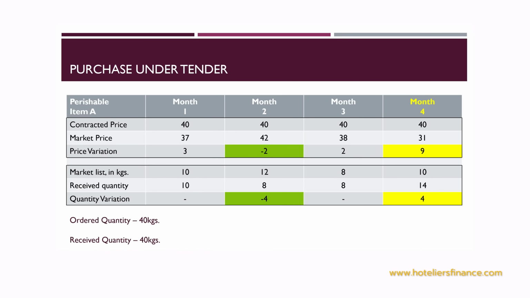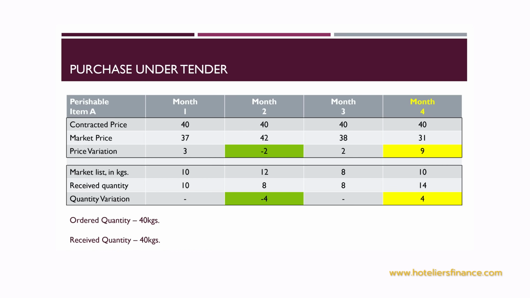They have supplied 14 kg. Now the interesting thing is, if you take the data for 4 months, the quantity ordered was 40 kg and received also 40, but there was a mismatch each month. Sometimes they supply more, sometimes they supply less.